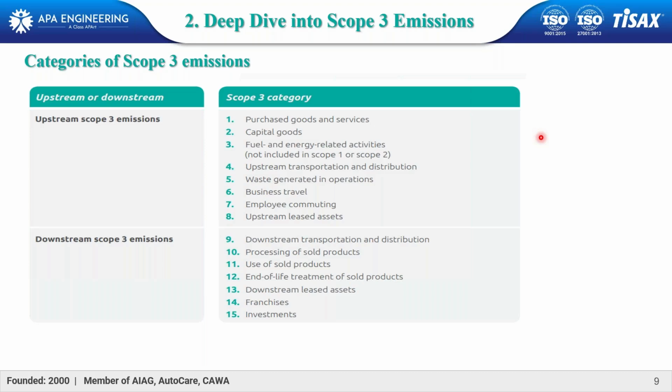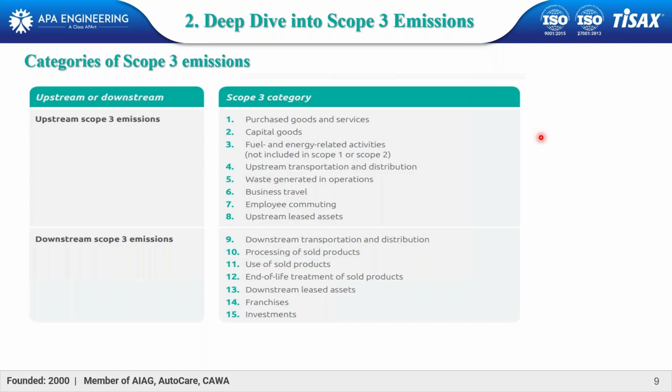End of life treatment of sold products. The emissions from disposing of products, and the recycling and incinerating of the products, will come under this end of life treatment of sold products category. And similarly, like upstream leased assets, the downstream leased assets are the assets we own but lease to others. For example, the energy usage of our leased machinery, and the emissions related to it, are downstream emissions.